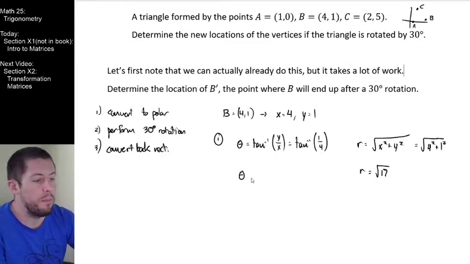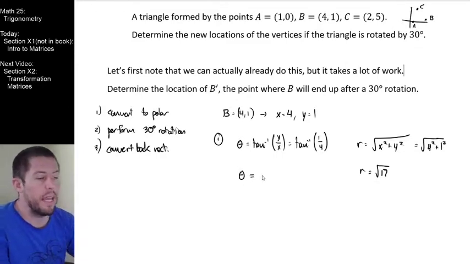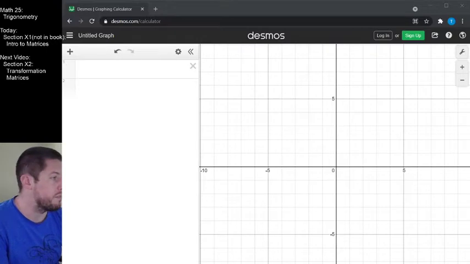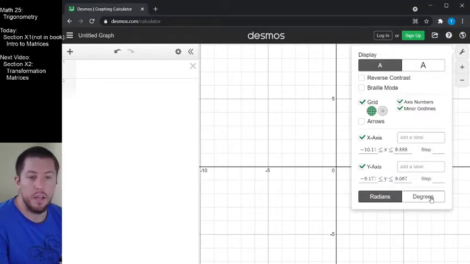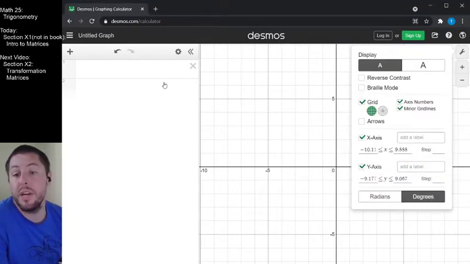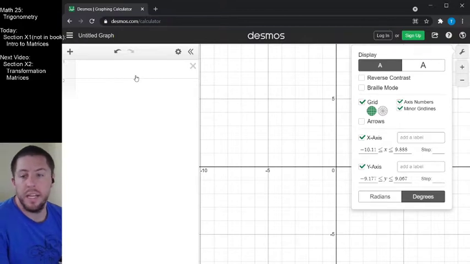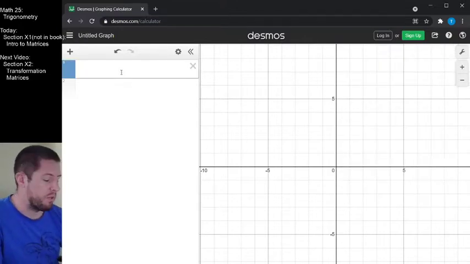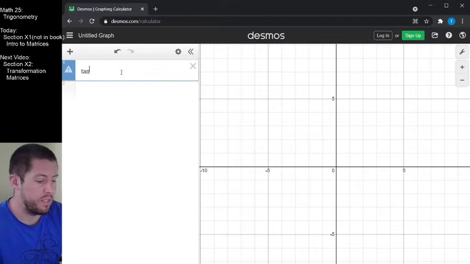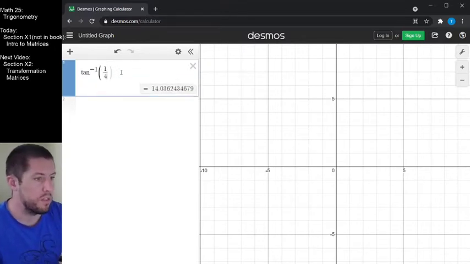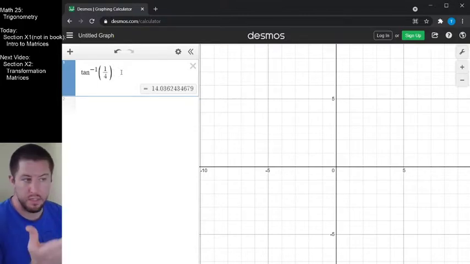For the other one, I know I'm going to need a calculator. I want to find out what the inverse tangent of 1/4 is. So let's go get that real quick over here in Desmos. I'm going to set myself up to be in degrees. We're doing a degree rotation, so I don't want a radian rotation for my polar coordinate here. And we want to know what is the tangent inverse of 1/4. I know I'm in the first quadrant, so I do trust that this number of degrees is appropriate here.